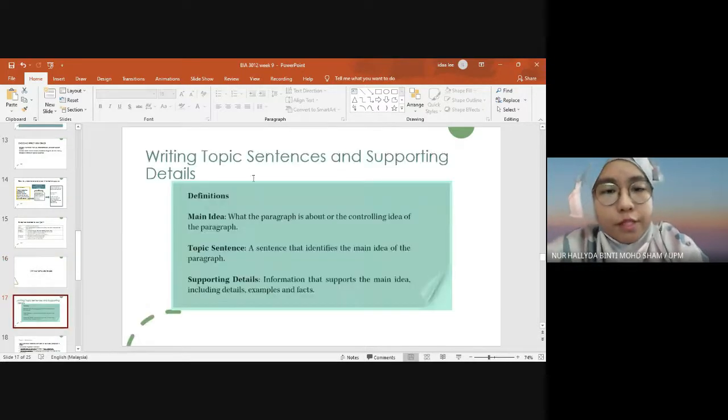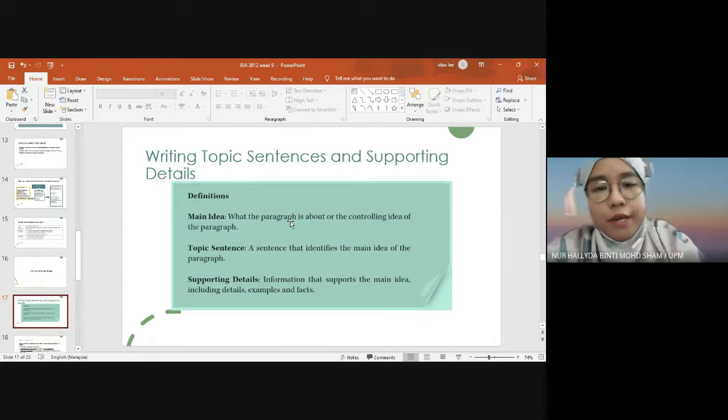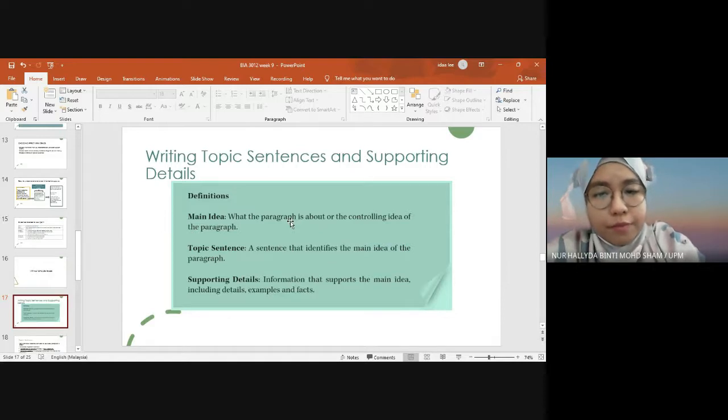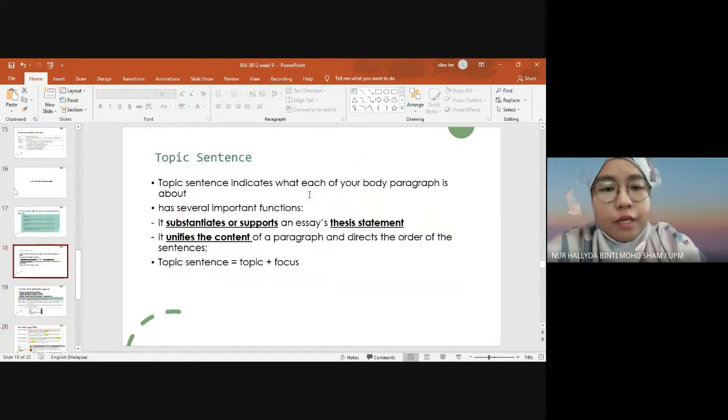What are topic sentences? Basically, a sentence that identifies the main idea. In general, the main idea is a phrase, and if you put it in a sentence, you will get a topic sentence. In your topic sentence, you will have the main idea that represents the whole paper, and the supporting details will be the information that supports the main ideas, your elaborations.